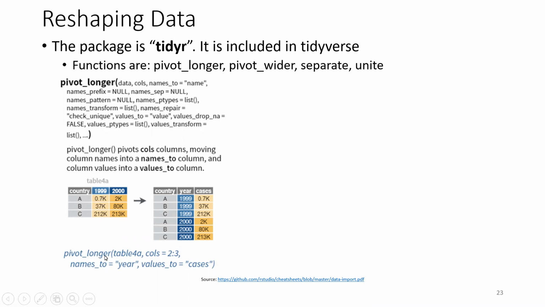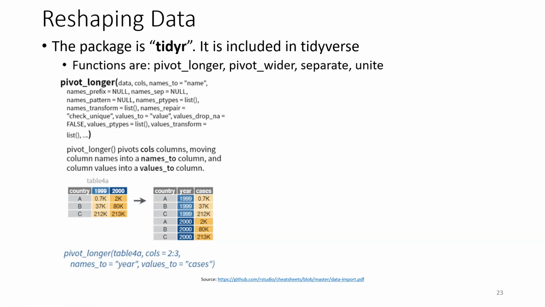And this is the code. pivot_longer: you enter the data, then the columns that you want to pivot. In this case, it is column 2 and column 3, so we can write it as 2:3. Then names_to, that is, you want to put the names into year, so names_to equals "year" in quotation marks, and then values_to equals "cases". The names go into the year column, and the values that are in there will label the column cases. So that is what the pivot_longer function does.